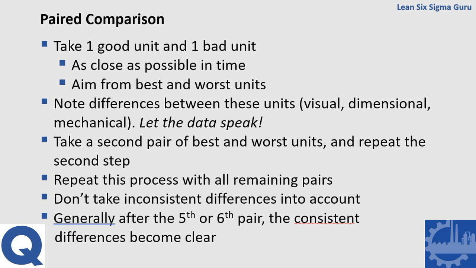Then we take a second pair of a good one and a bad one, the best one and the worst one. And we repeat that step. We look for those two, for the visual differences, the dimensional differences, and the mechanical differences.